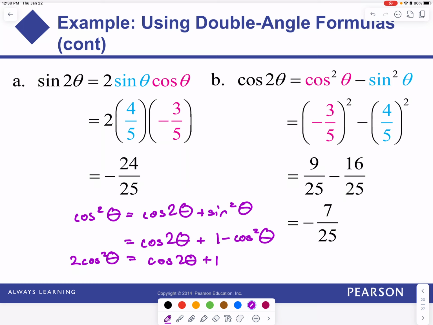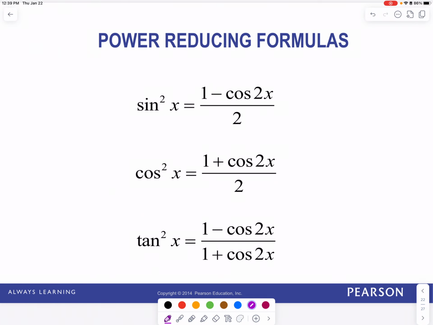Divide both sides by 2. I'm just out of space. So then we get cosine squared theta equals cosine of 2 theta plus 1 all over 2. So using the double angle formulas and the trig identity, that's where these guys came from.